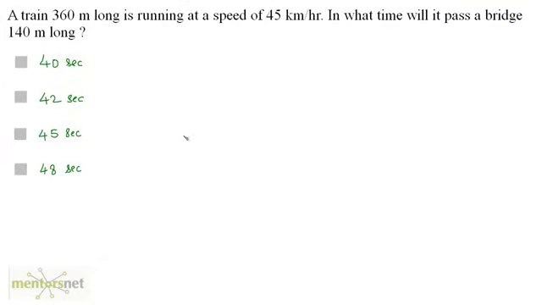A train 360 meters long is running at a speed of 45 kilometers per hour. In what time will it pass a bridge 140 meters long? The situation is like this. You have a bridge which is 140 meters long and a train that's 360 meters long. This train will have to travel the bridge length as well as its own length in order to pass that bridge. So the distance is equal to the train's length, 360 meters, plus the bridge length, 140 meters. So the distance is 500 meters.